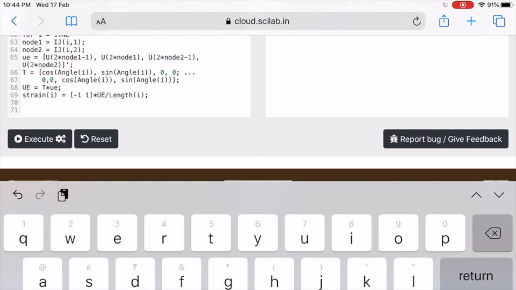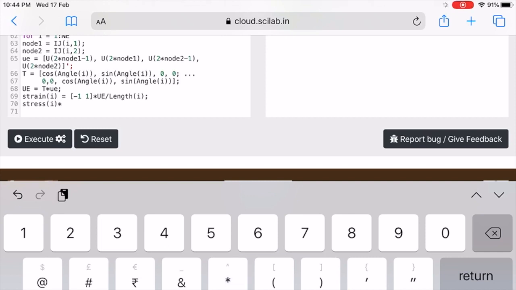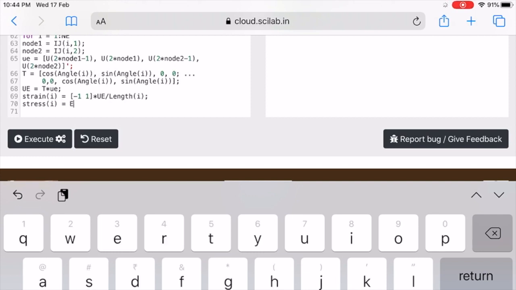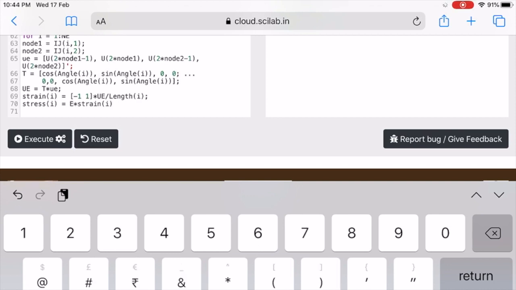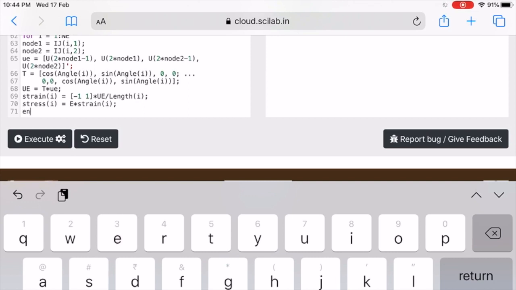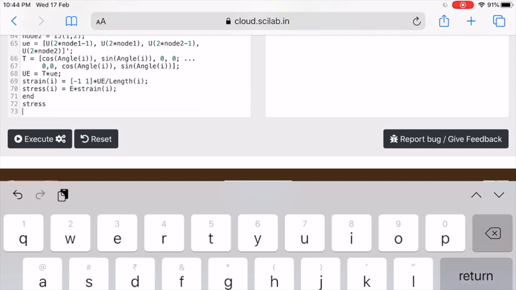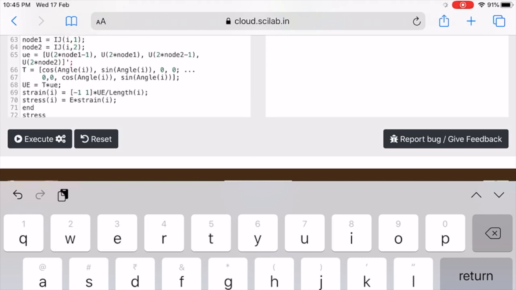and similarly stress will be nothing but stress I equal to big E multiplied by strain, okay, it's a strain, ith strain. So we have a stress and a strain ready. So say enter, and we have to close the loop, for loop. So we call it end now. So close the loop, and we can have a stress to output. Okay, so this gives us a stress for all of them.